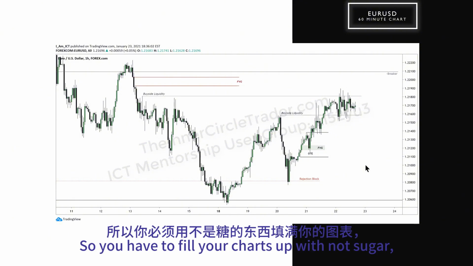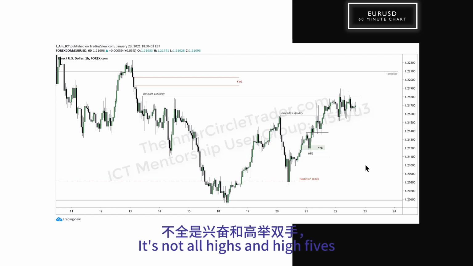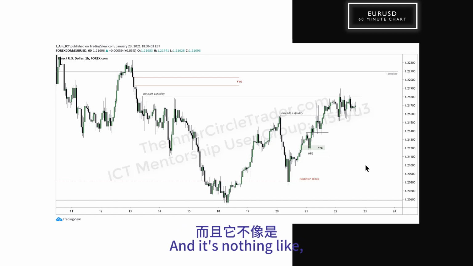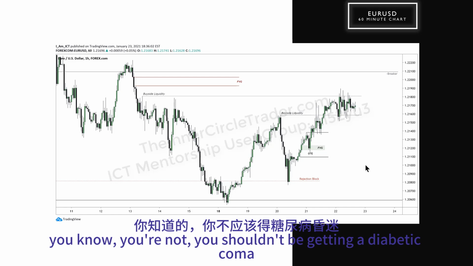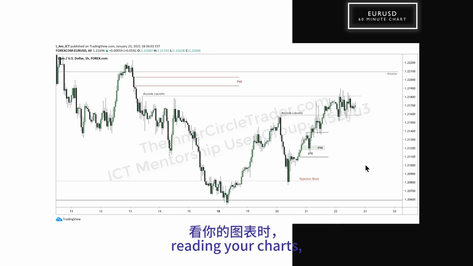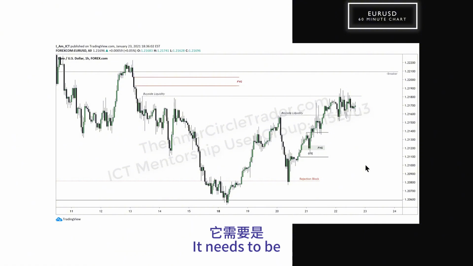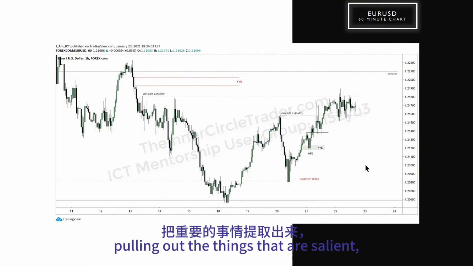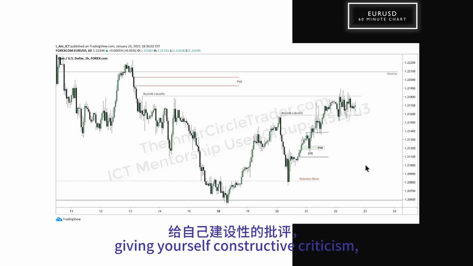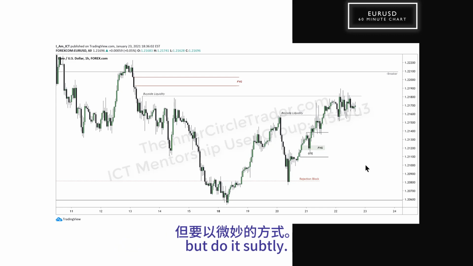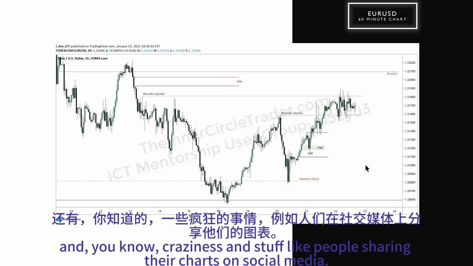So you have to fill your charts up with not sugar. Okay, it's not all highs and high fives and rainbows and gumdrops, and you shouldn't be getting a diabetic coma reading your charts. Okay, that's the other side of the spectrum. It needs to be pulling out the things that are salient, giving yourself constructive criticism, but do it subtly, not a lot of emojis and craziness and stuff like people share in their charts on social media.